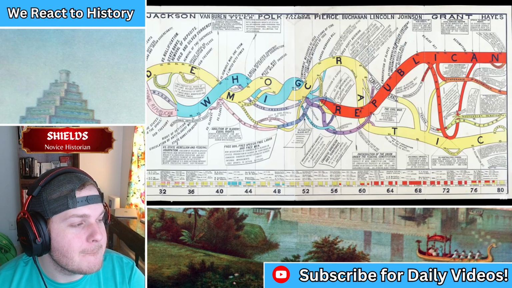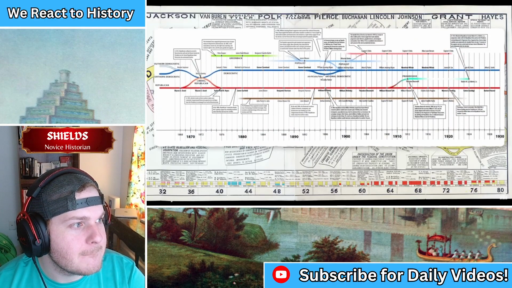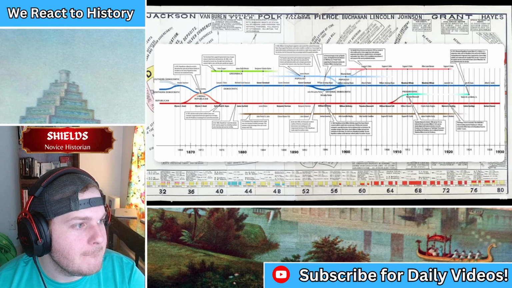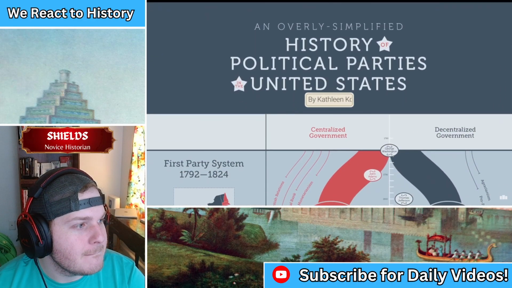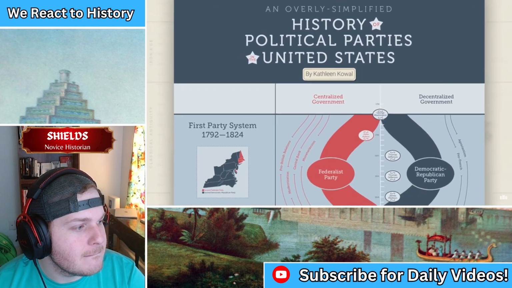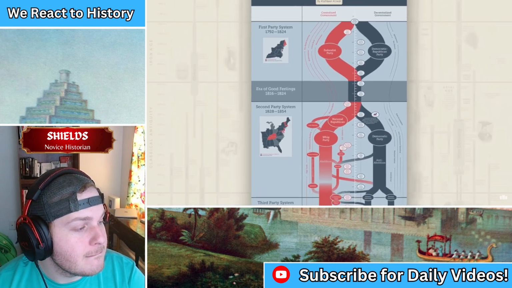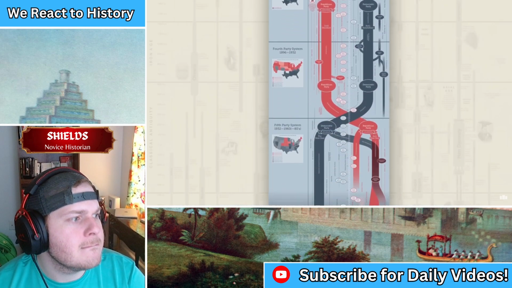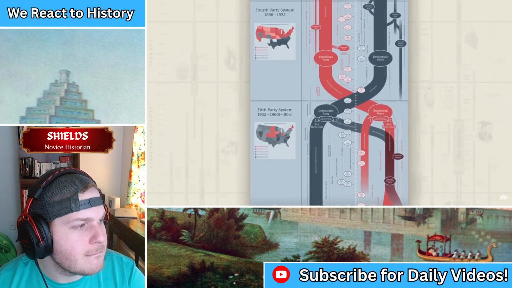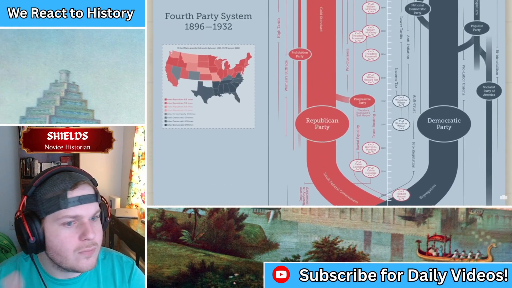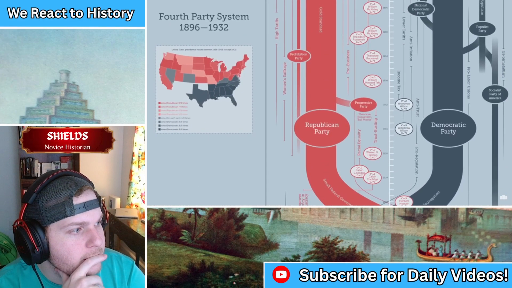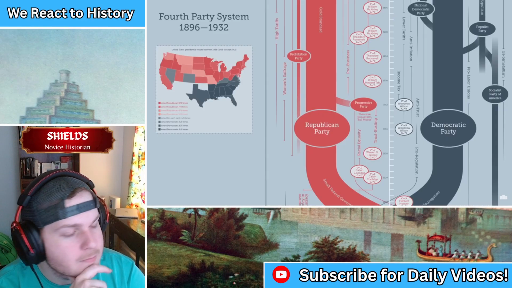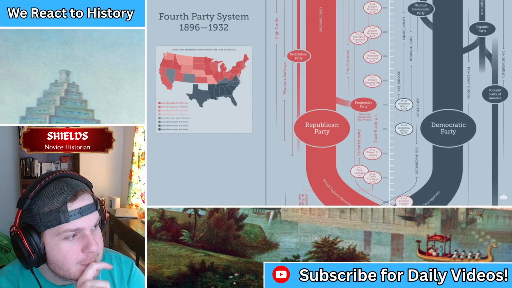There are several out there, such as this timeline, but the one that I like best is this chart, created by Kathleen Cowell. As you can see, it shows the first three party systems, which we've already covered, but then goes on to show the rest as well, starting with the fourth. The fourth party system was a lot like the third, with the Republicans dominating in the North and the Democrats dominating in the South. But the main difference was the increasing focus on progressive issues by both parties.